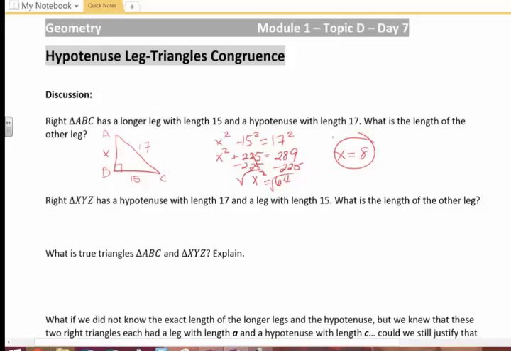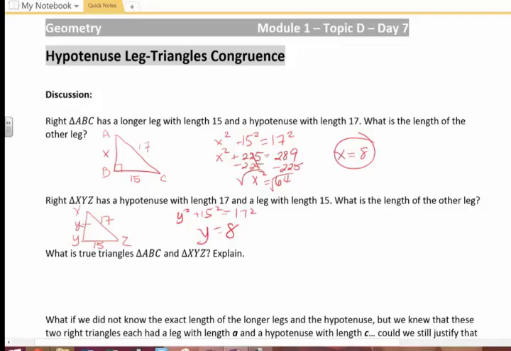Yay for me. Okay, now I've got another right triangle, XYZ. Its hypotenuse has a length of 17, and it has a leg of length 15. Find the length of the other leg. Wait, what? I just did that. Why do I have to do it again? Isn't y squared plus 15 squared going to equal 17 squared if y equals 8? Well, yeah. Mrs. Weber, why did you have us do that twice? That seems like a waste of our time.